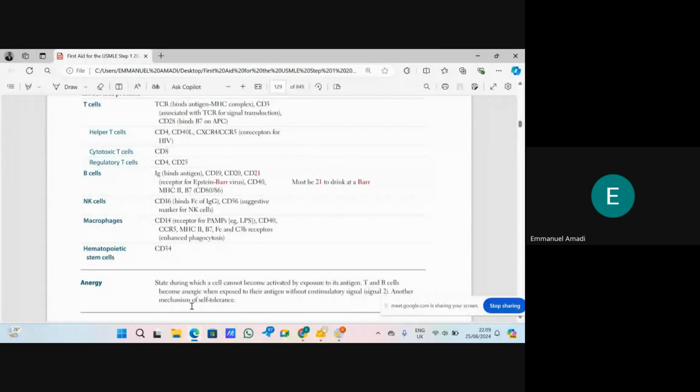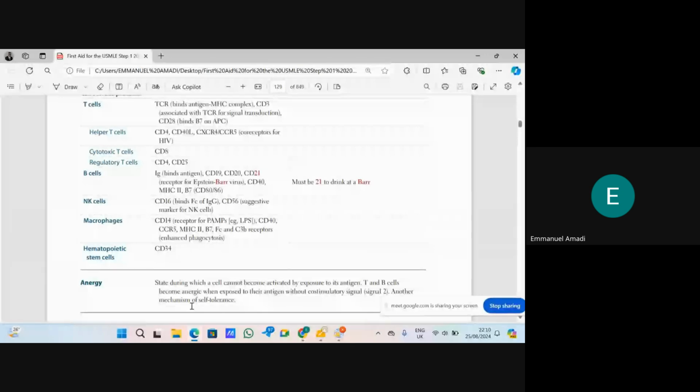Now, all your antigen presenting cells have MHC class 2 and B7. Macrophages are antigen presenting cells. Check, they have it. B cells are antigen presenting cells. Check, they have it. MHC class 2 and B7. Because the MHC class 2 is what is going to present the antigen to the T cells. Then the B7 is what is going to bind to the CD28 to cause the co-stimulatory response.